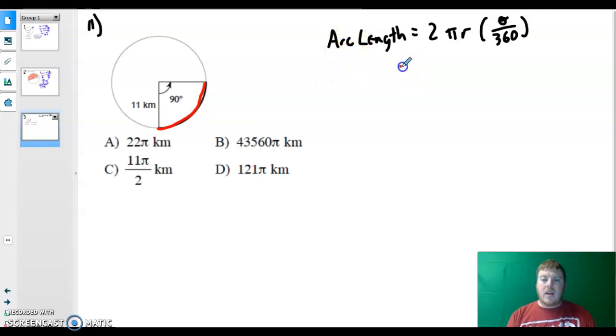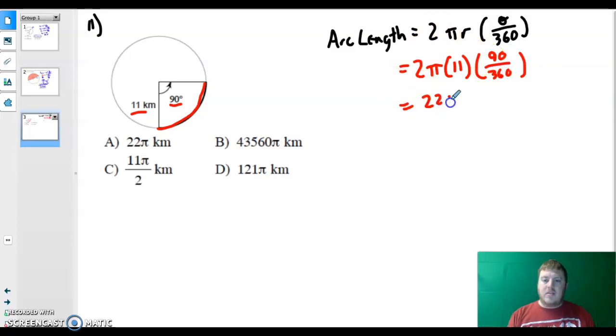So we're going to have arc length equals 2 times pi. R stands for a radius. Our radius in this problem was 11, so 2 pi times 11, times theta over 360. Theta is going to be our central angle here, 90. So we're going to do 90 over 360. And then we're just going to simplify.